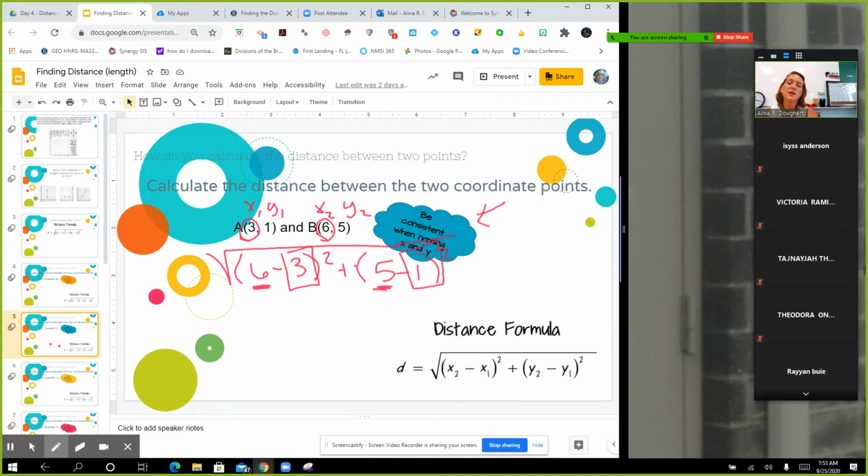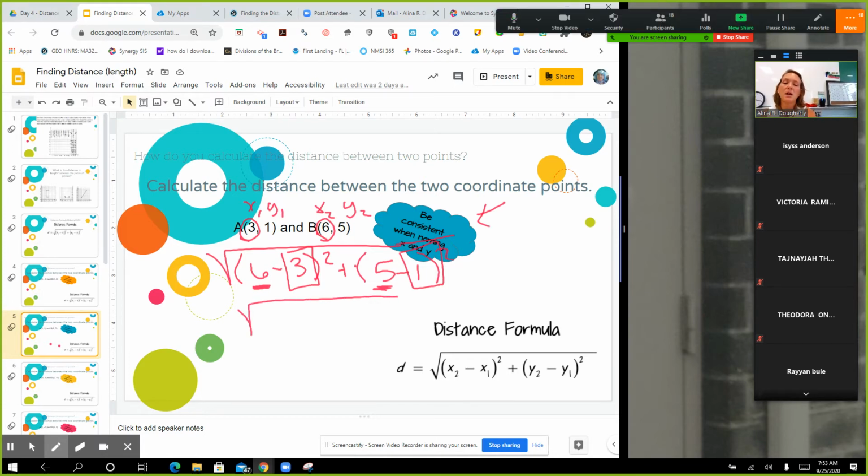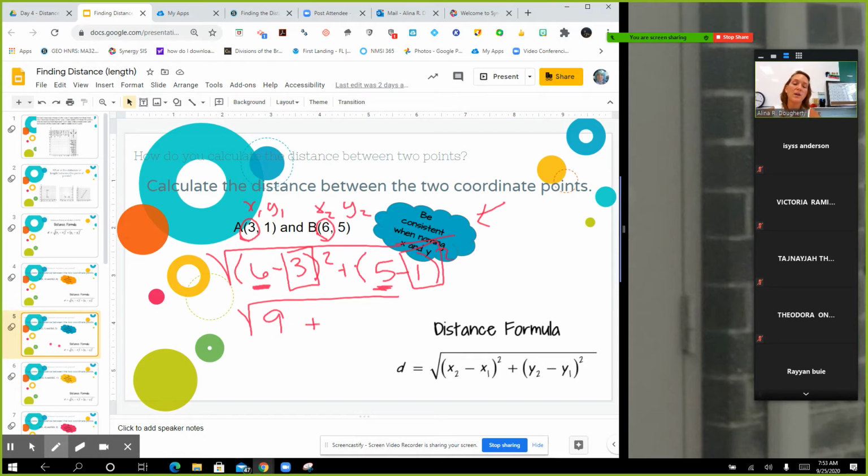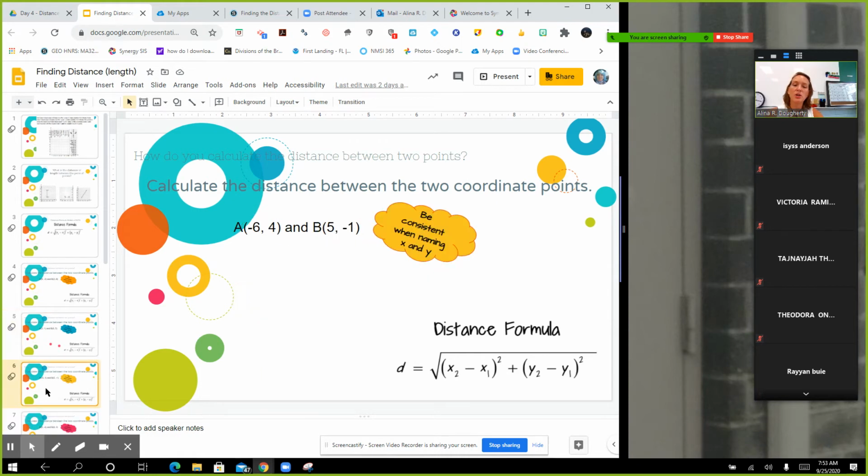So if we do 6 minus 3, that's 3, and 3 squared is 9, and then 5 minus 1 is 4, and 4 squared is 16. That's the square root of 25, which equals 5, right? This one I want you to do on your own, so I'm going to give you a couple minutes, and then you tell me what you got.